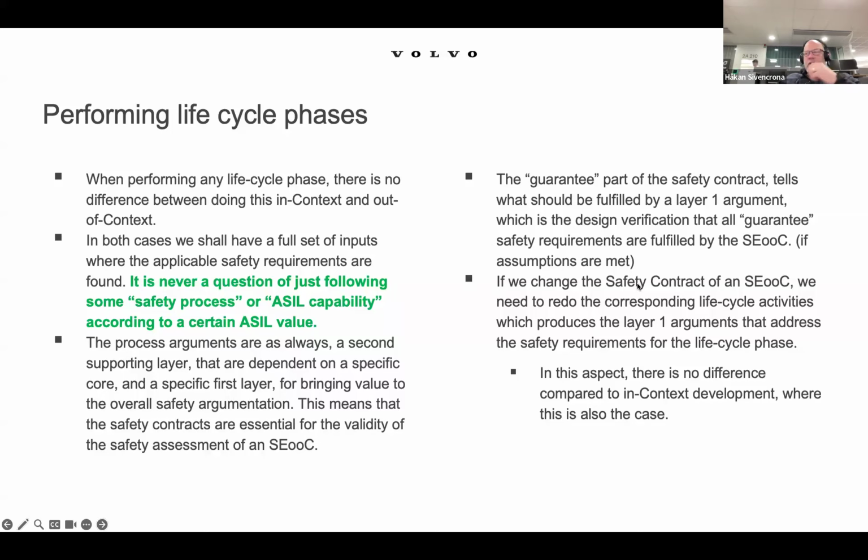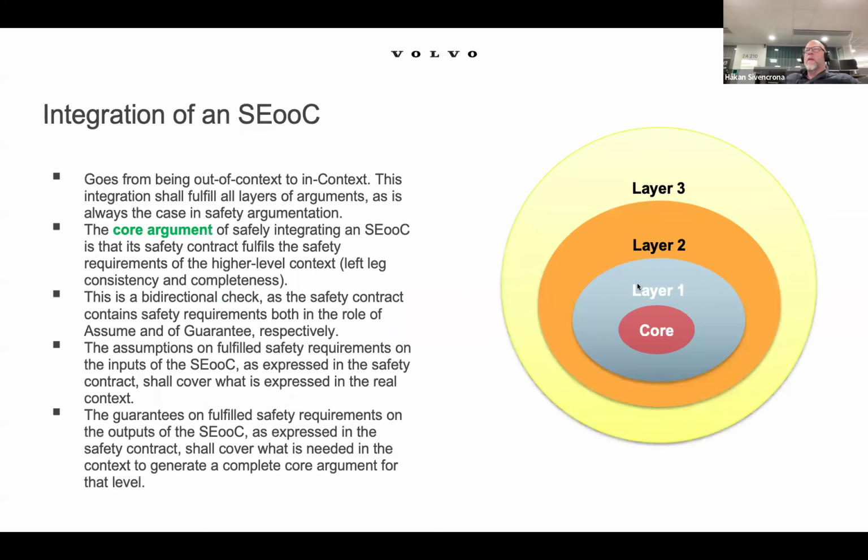You will see more in the, I see that the time is running for me. But again, integration of a safety element out of context means really that we need to fulfill all the layers. And it's really a bi-directional check, as a safety contract contains safety requirements both in the role of assume and guarantee. So we need to be sure that we can detect faults coming in, or that we make sure that we have a requirement on those sending that, so we can forget about that, so to speak.